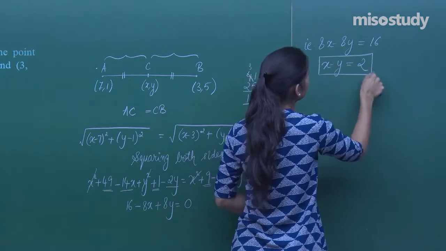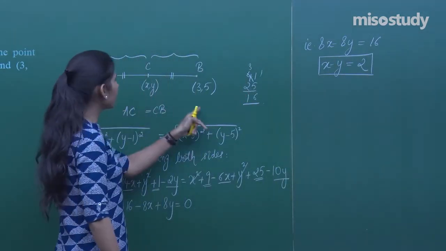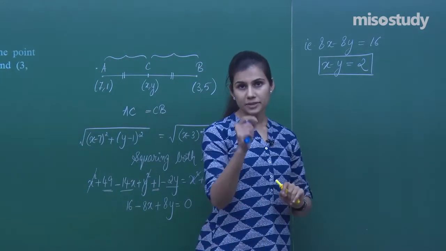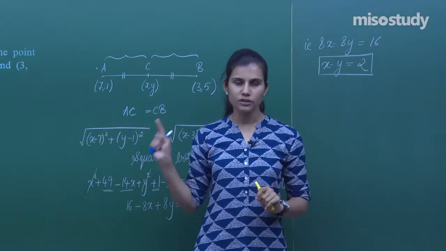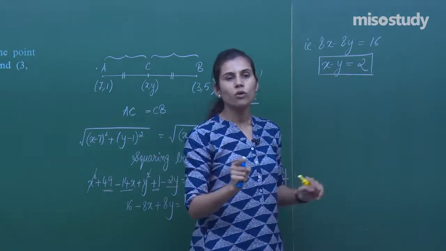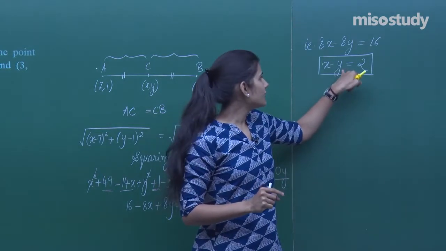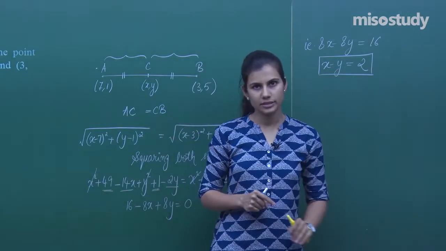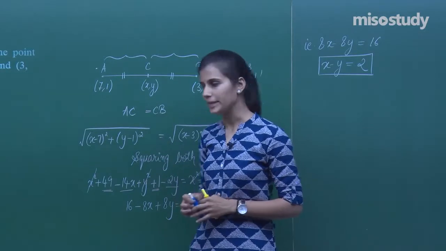The relationship between x and y such that (x, y) is equidistant from A and B is that x minus y is 2. That means if there is any point which is equidistant from A and B given to you, then its x and y coordinates should satisfy this equation. When I subtract the y coordinate from the x coordinate, I should get 2 as the result. All such points are going to be equidistant from the given points A and B.